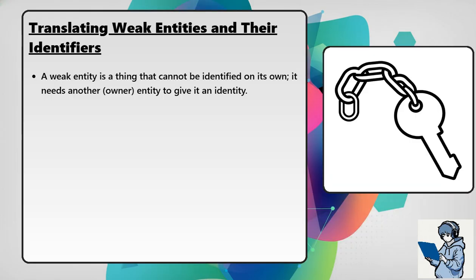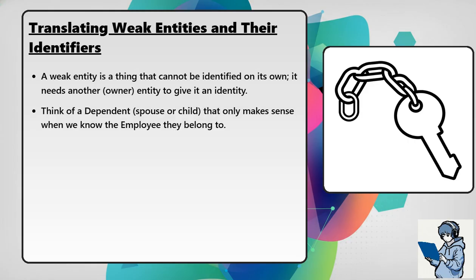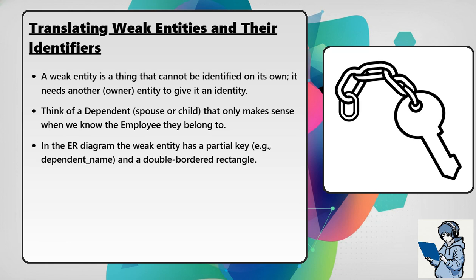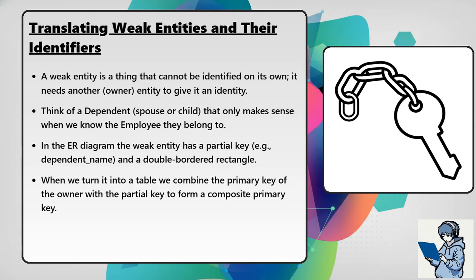A weak entity is a thing that cannot be identified on its own, and it needs another owner entity to give it an identity. Think of a dependent, spouse, or child that only makes sense when we know the employee they belong to. In the ER diagram, the weak entity has a partial key, for example, dependent name, and a double-bordered rectangle. When we turn it into a table, we combine the primary key of the owner with the partial key to form a composite primary key.